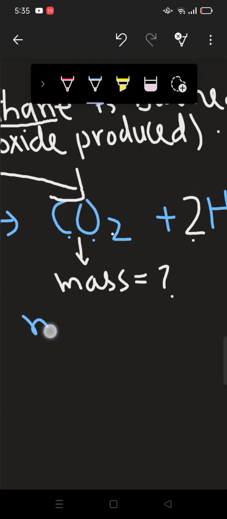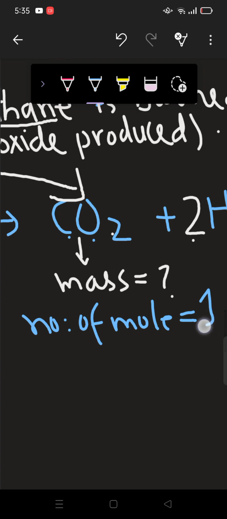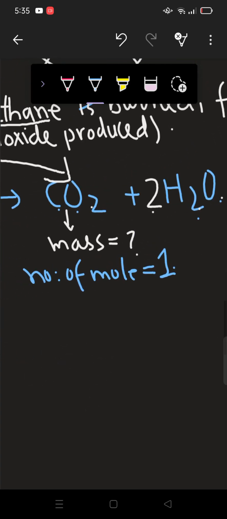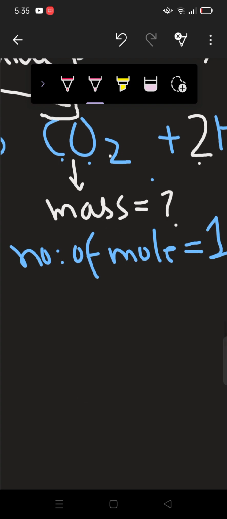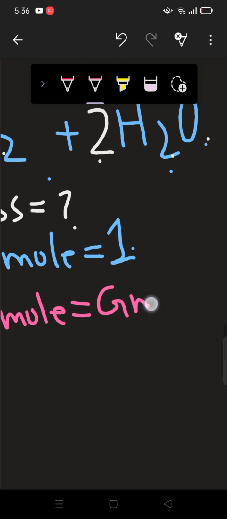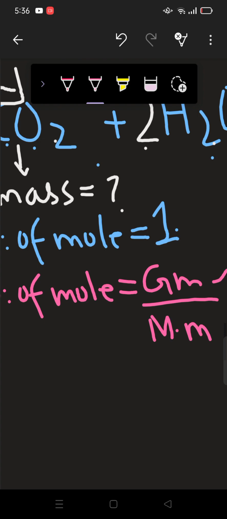So here we have number of mole equal to 1, right? Since we know that 1 mole of methane is going to produce only 1 mole of carbon dioxide. Now we need to find the given mass, right? We know the formula for finding the mass if you have moles given. So number of mole is equal to given mass per molar mass. We need to find this given mass.